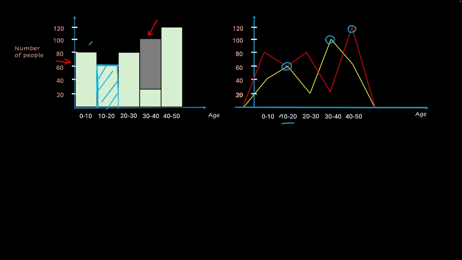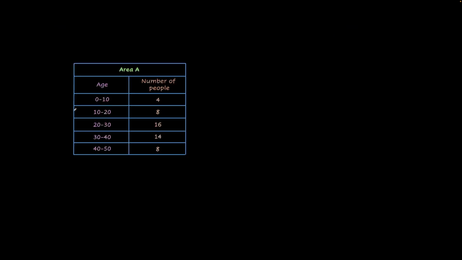But how is it that I'm able to convert an entire interval into a singular point and figure out a coordinate over there? That's where we need to learn how to draw a frequency polygon. Let's do that. This is an area, let's say it's area A, and we have the ages of different people in different age brackets.